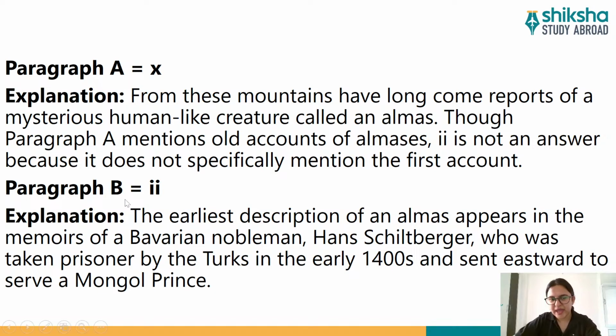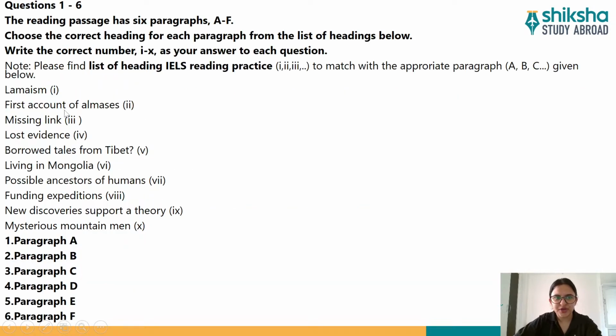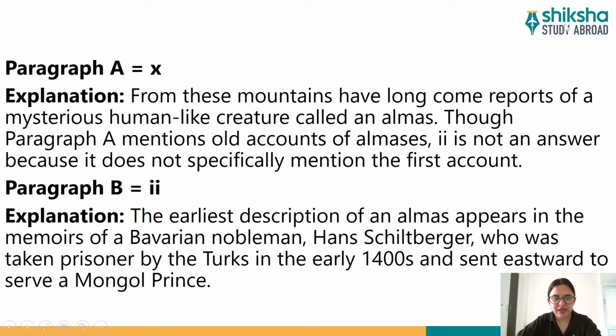Now, if you see, paragraph B is suitable for answer 2, Roman number 2. So Roman number 2 was first account of Almasis. Let's see if we have the first account of Almasis. In the paragraph, there was a line which said, the earliest description of an almas. Earliest description is a very big keyword here, because of which you can see that second is the answer.